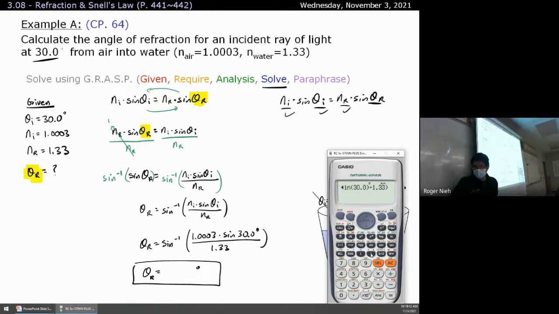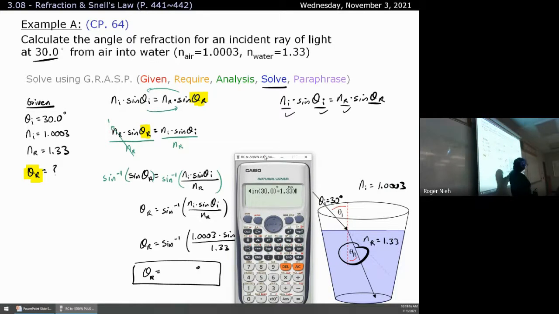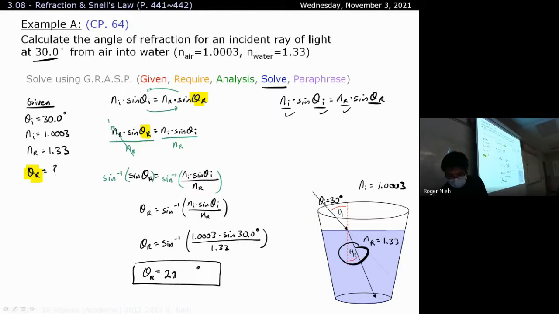We predicted earlier that if everything is done properly, if you go from less to more, it should bend towards the normal. So the correct answer should be less than 30 degrees. Let me hit the answer key, and if I get less than 30, I probably did it correctly. Did you guys get that answer as well? Good. So that is the answer, 22.09 degrees.